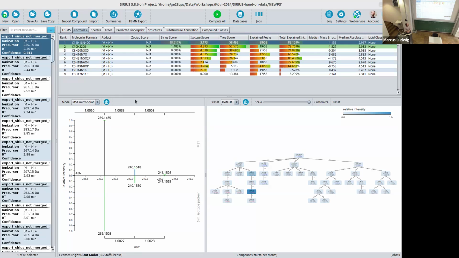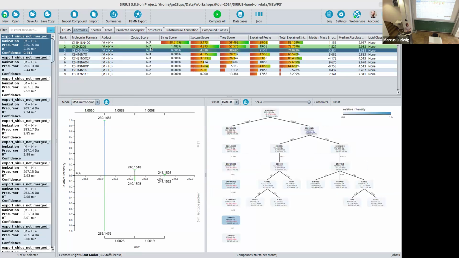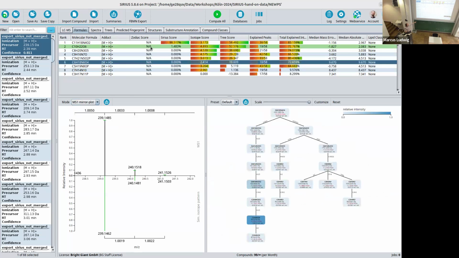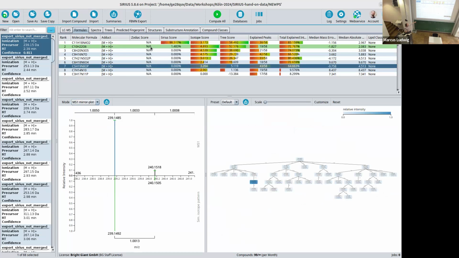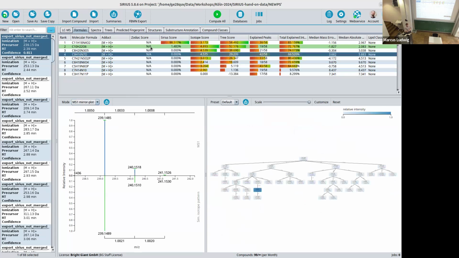Here now you can see it a little bit better. Now we have all of our molecular formula candidates. And here in the MS1 mirror plot, you can see how the different simulated isotope patterns change. And based on these changed isotope patterns, we also have a score here for the isotope peaks.